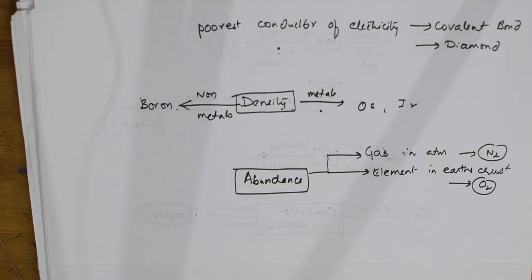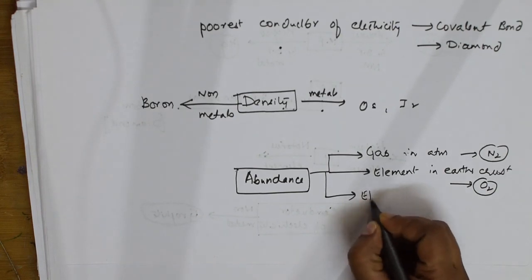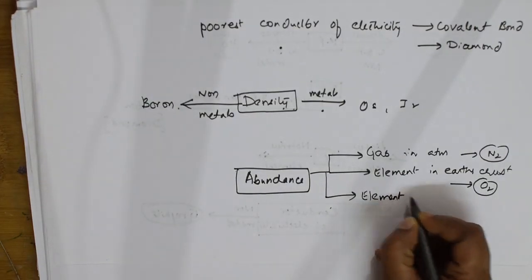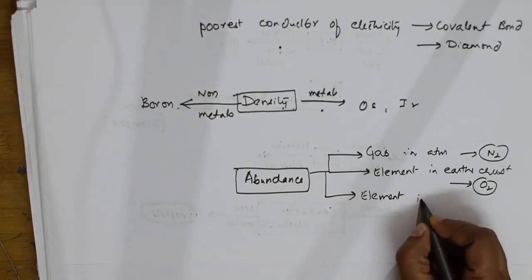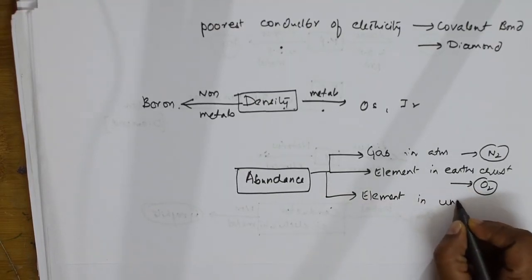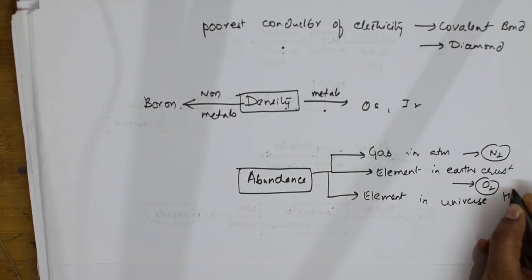Next, the element abundant in the universe. The element abundant in Earth's crust is oxygen, isn't it? Now let us write: an element abundant in the universe. What is that? It's nothing but hydrogen gas.